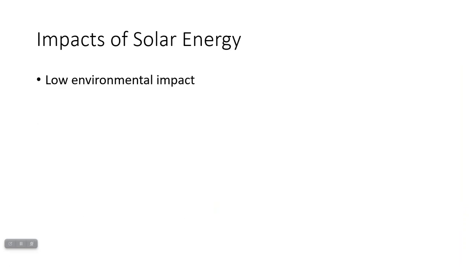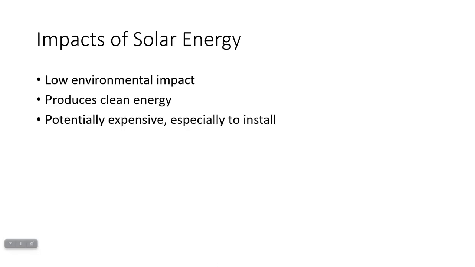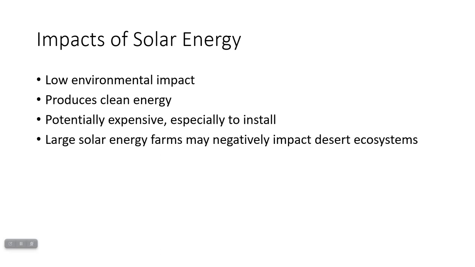So, what are some of the environmental impacts of solar power? It tends to have a lower environmental impact than a lot of other types of energy and produces clean energy. It is expensive, especially when you're trying to install it, and since a lot of the places where you can easily generate solar power are in deserts, if you have a lot of these solar panels blocking sunlight from reaching the ground, it can negatively impact desert ecosystems. Remember, deserts aren't lifeless; they have plenty of plant and animal life there that could be negatively impacted by having these giant solar farms out there.